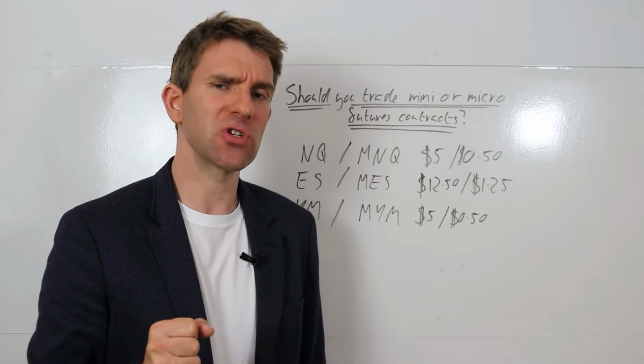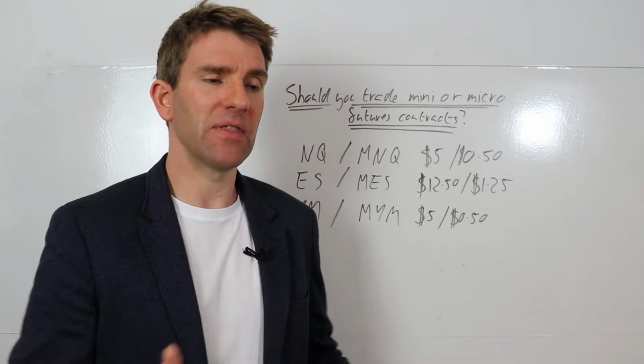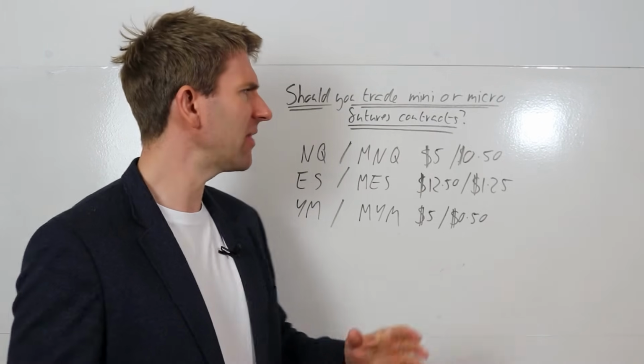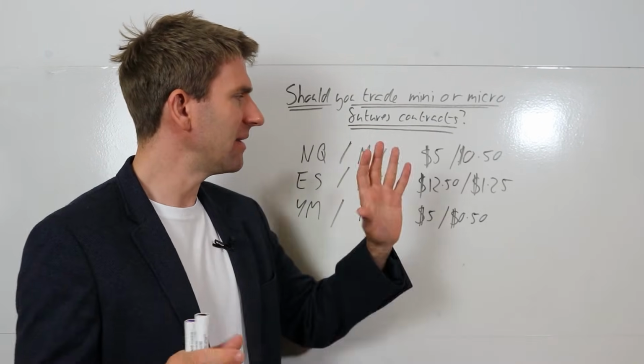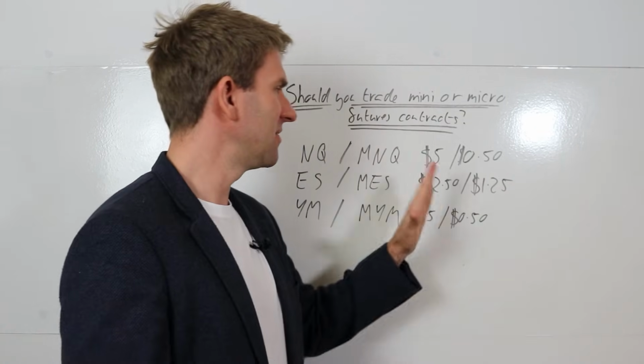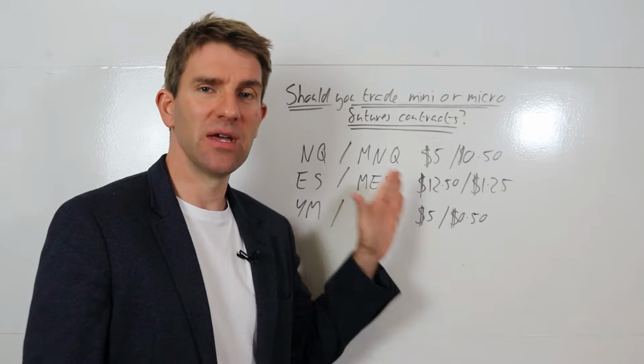Let me know your thoughts in the comment section below. I don't think it's black and white. I think there's considerations to have on both sides of the coin. But I think that if you're somewhere in the middle, the flexibility of being able to scale with the micros outweighs the fact that it's going to cost you more to trade the same exposure.